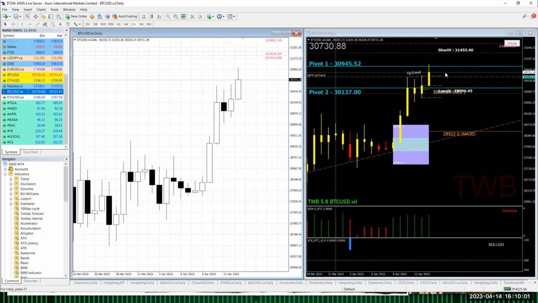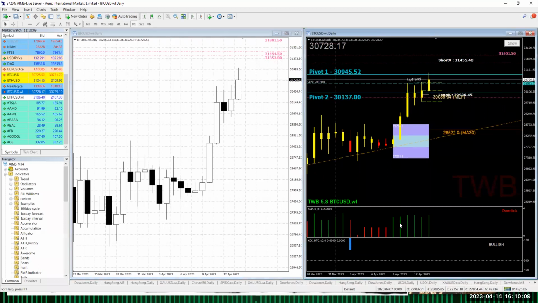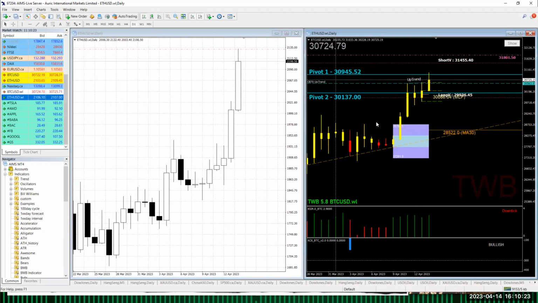Okay, anyway, my view is simple. Today is upside day. 31,352 will be the target for Bitcoin. And of course, based on the indicators and the way things are moving, it's likely that it may test 31,455. That is the PTP short sell level, yeah? Okay, so that's Bitcoin.